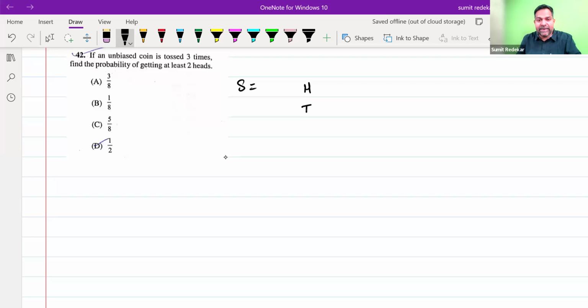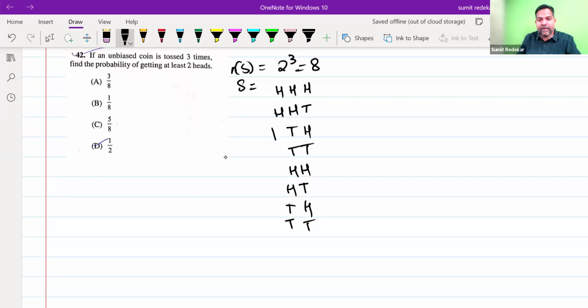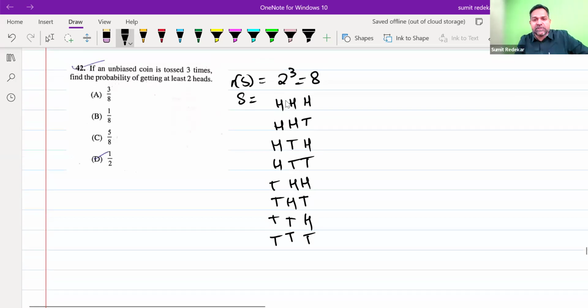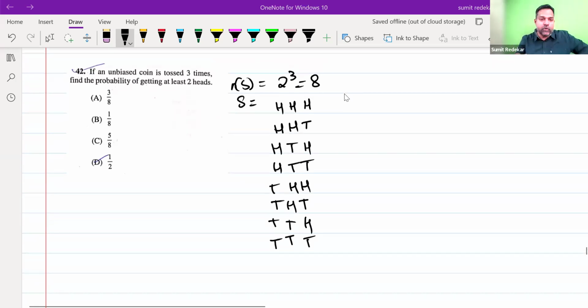8 outcomes, head, tail. The number in the sample space will be 8, which is 2 raised to 3. Head, tail, head, tail, head, tail, head, tail, head, head, tail, tail, head, head, tail, tail, head, head, head, tail, tail, tail, tail. You want at least 2 heads, minimum 2 heads. More than 2 allowed. Less than 2 not allowed. At least 2 heads is 1, 2, 3, and 4.